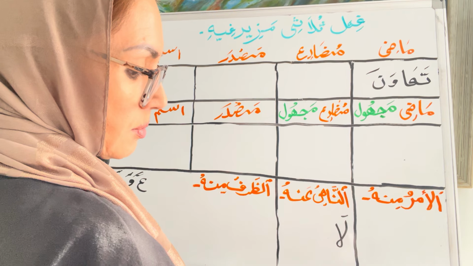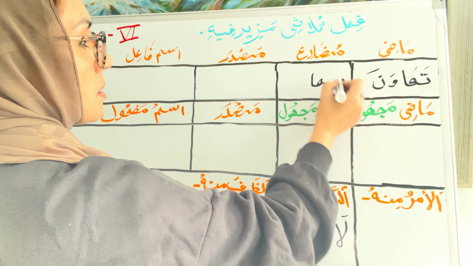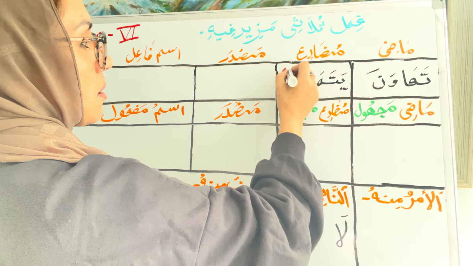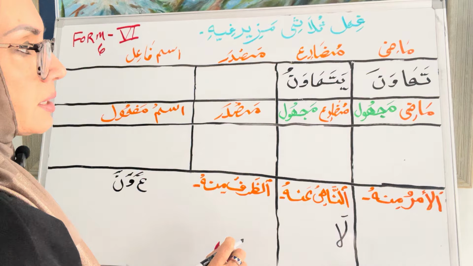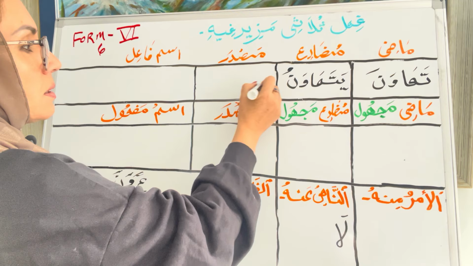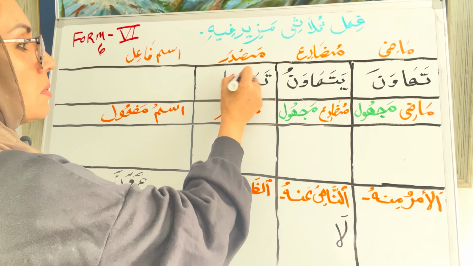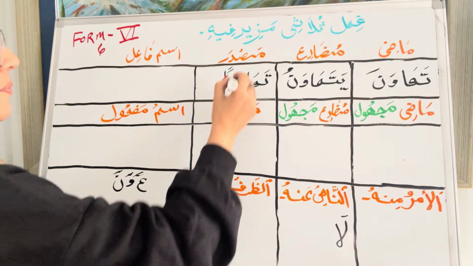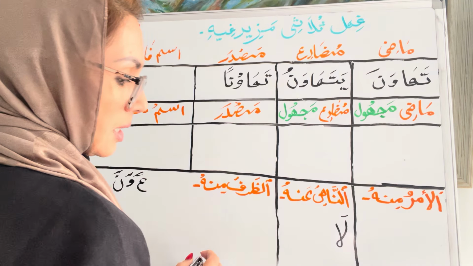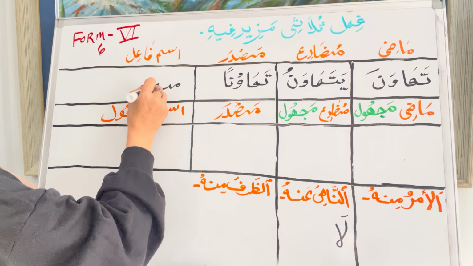Now the mudari becomes yata'awanu. Ta'awana, yata'awanu, and then ta'awunan. So wow. And then the ism fa'il becomes muta'awin. Muta'awinun.